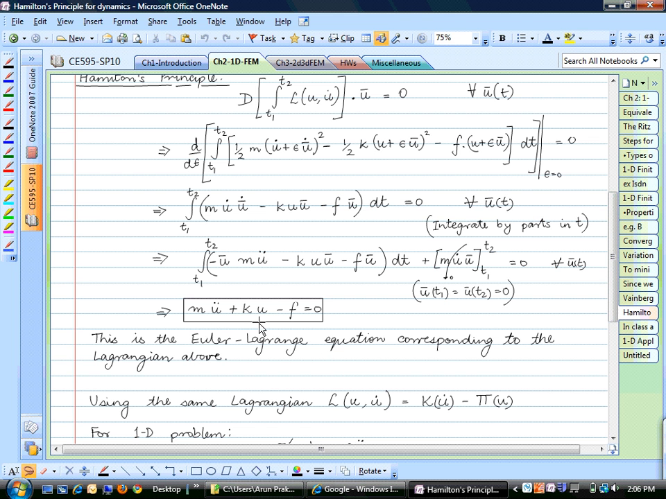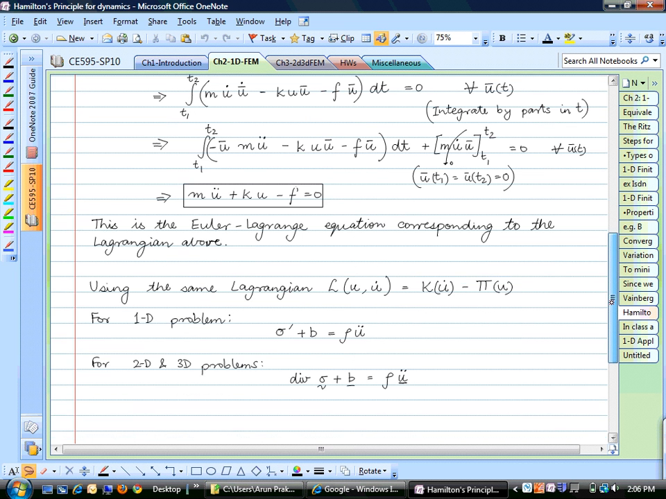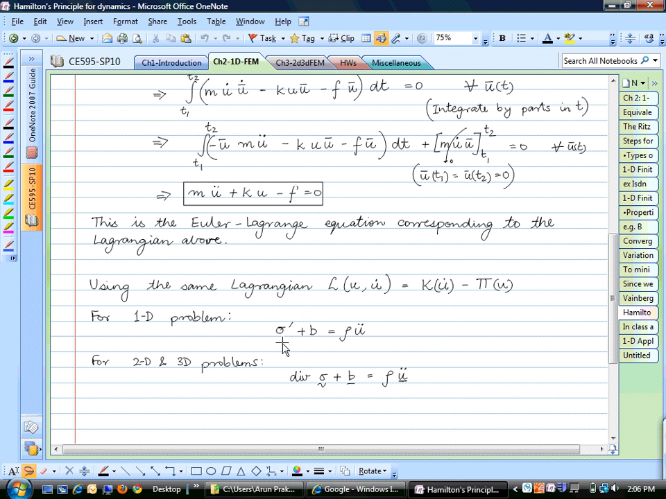So this equation of motion is also called the Euler-Lagrange equation, corresponding to the Lagrangian above. And in one-dimensional problems, I already mentioned this to you, that you can calculate this: div s plus b is equal to rho u double dot. So this is the dynamic equation in one dimension.